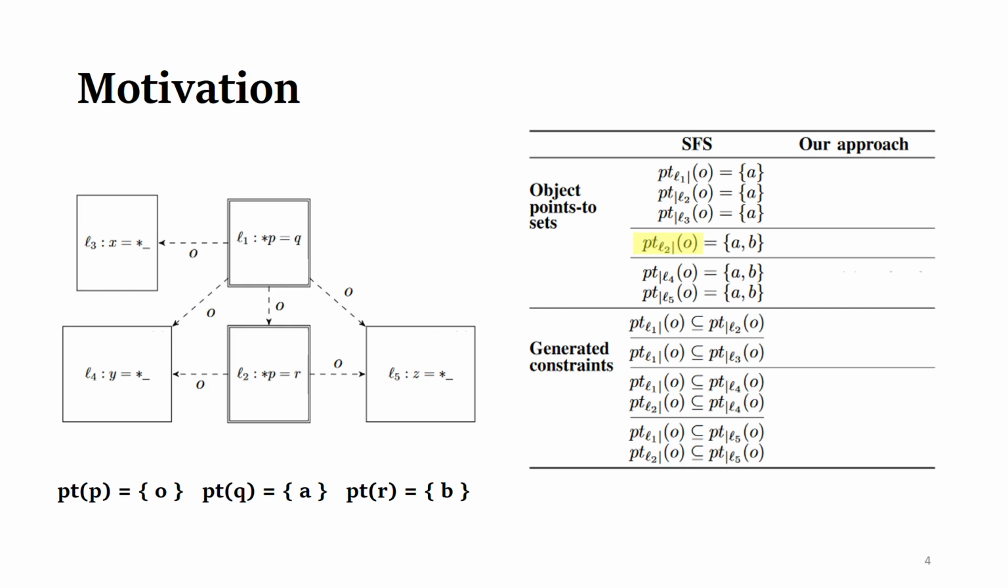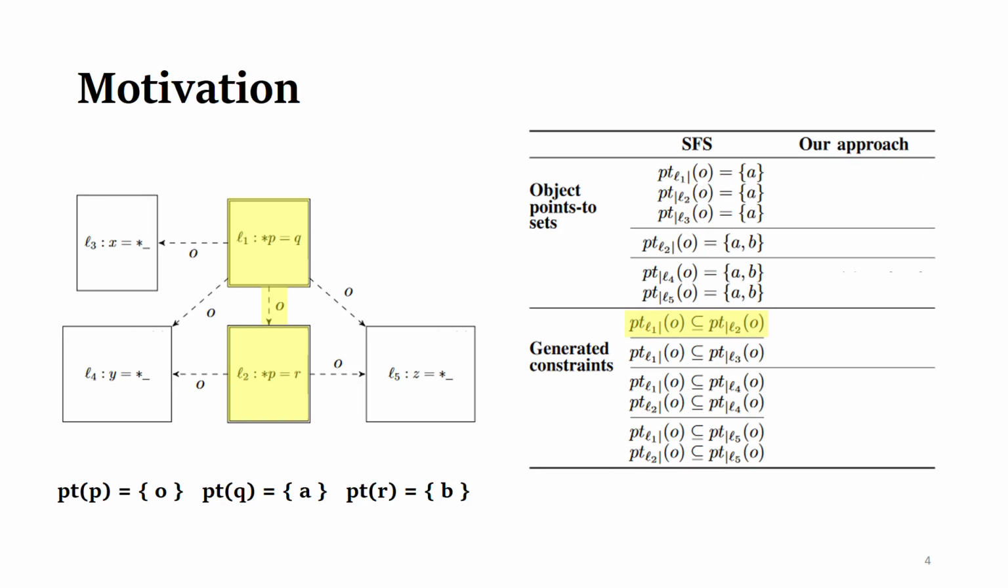To reach these results, we generate set constraints as in the final row of the table. When there is an indirect value flow between two instructions, from L to L prime, the points-to set of O in the outset of L is propagated to the points-to set of O in the inset of L prime. For example, since there is a value flow of O from L1 to L2, the points-to set of O in the outset of L1 is included in the points-to set of O in the inset of L2. Now we apply our approach.